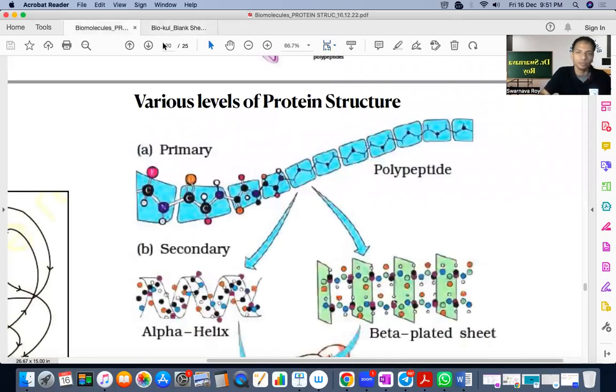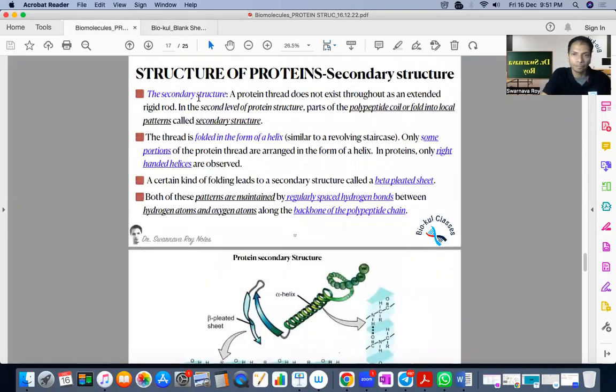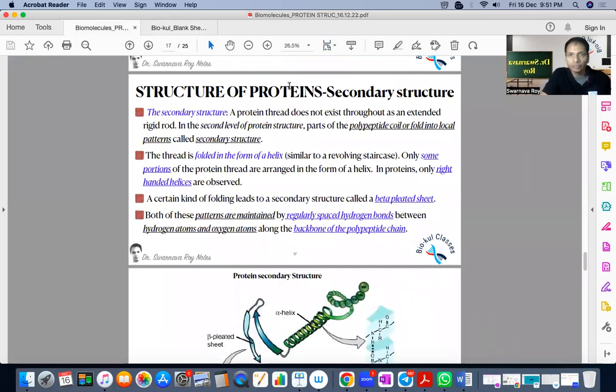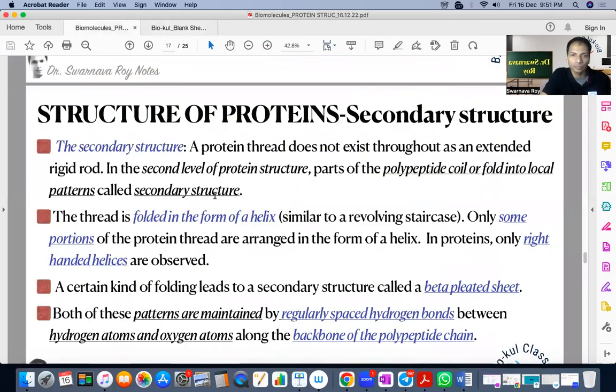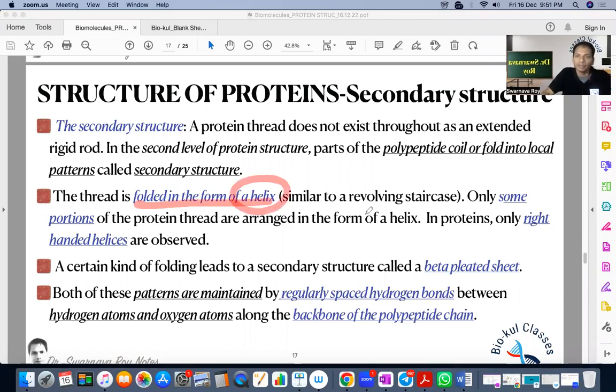So going back to the secondary structures. The secondary structures are when the primary structure is folded in the form of a helix, similar to a revolving staircase. The primary structure is folded in a revolving structure of a staircase, and that's what we call the helix.